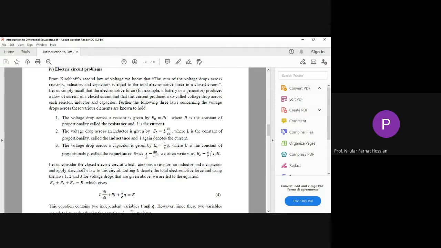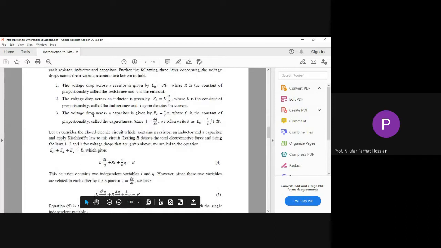So q should be equal to the integral of I dt. If you use it here for q, Ec will be equal to 1 over C into the integral of I dt. So these are the relations for the voltage across the resistor, the voltage across the inductor, and the voltage across the capacitor. These are the relations, and the corresponding equation will be this.